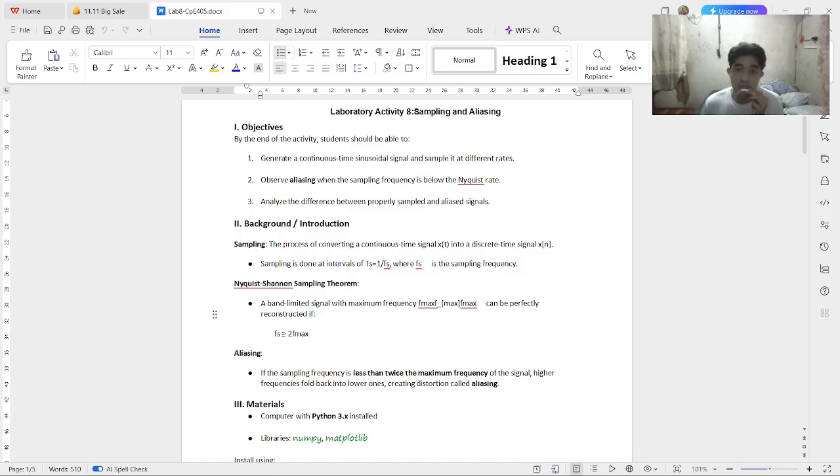Now, if this condition isn't met, aliasing occurs. Aliasing or distortion happens when higher frequencies appear as false, lower frequency signals, distorting the waveform.